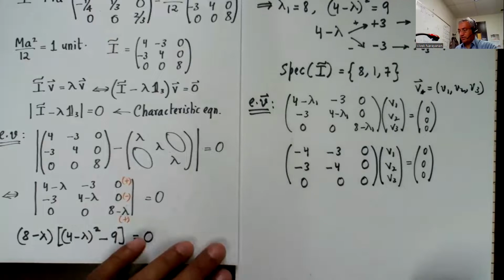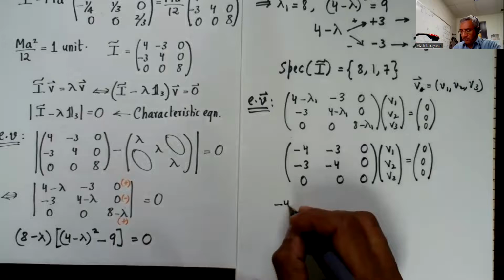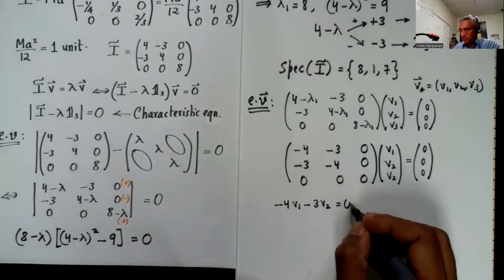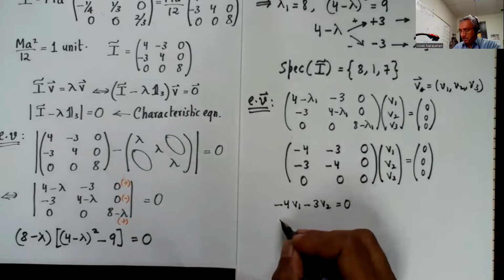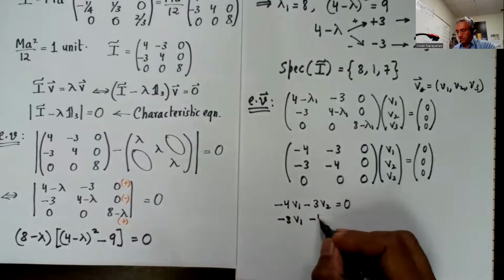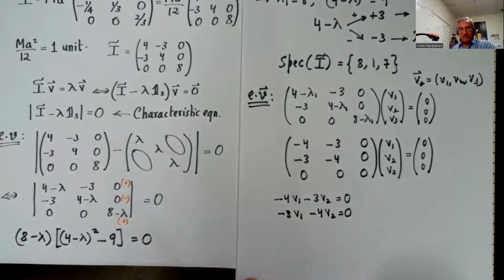So let's figure out which one this is. The first equation gives me -4 v1 - 3 v2 equals 0. The second one gives me -3 v1 - 4 v2 equal to 0. Well, it's pretty easy to convince yourself that the only solution this has is 0 and 0.